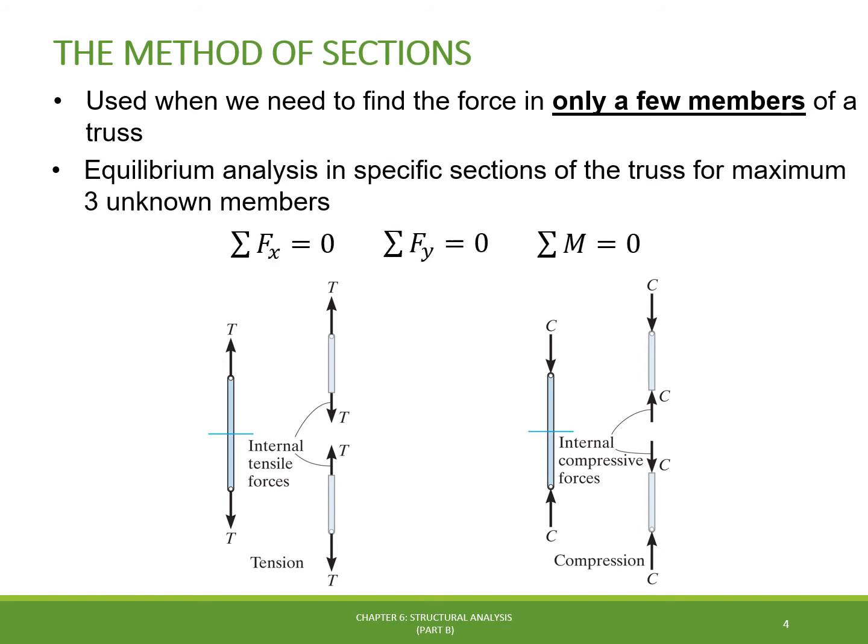However, the application of the equilibrium equations through this method is limited to the calculation of the unknown forces acting in a maximum of 3 members per sectioning. This limitation should define the strategy to minimize the total number of sections in the truss.